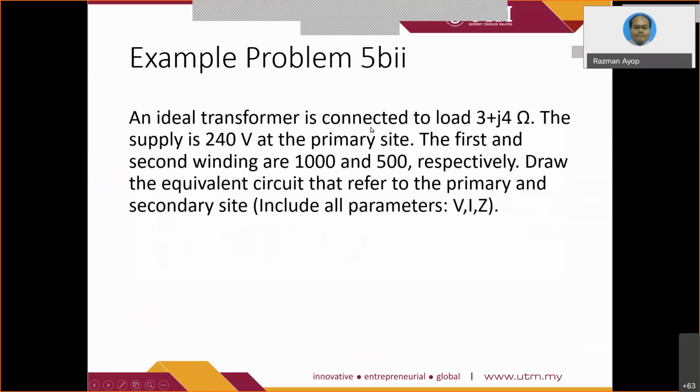Now we move on to example 2. An ideal transformer is connected to a 3 plus j4 load. You have a 240 volt supply at the primary side. The turns of the first and second winding are 1500. Draw the equivalent circuit referred to the primary and secondary side. So how do we do this?